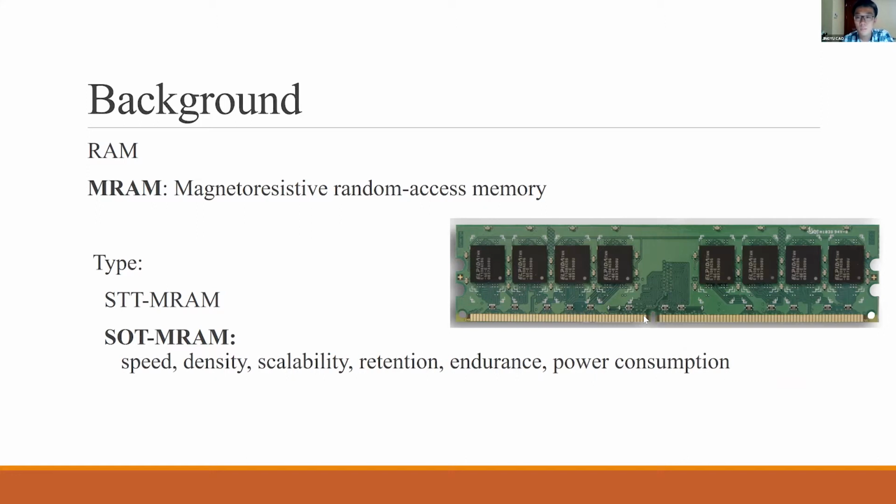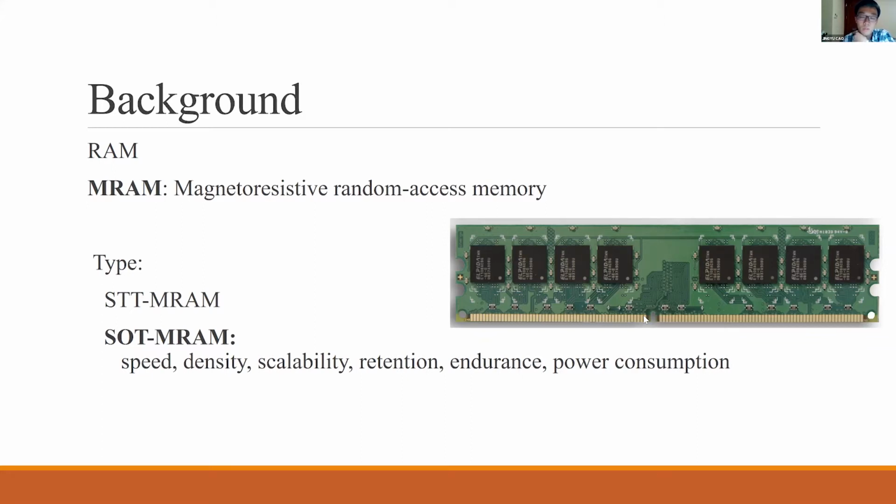So a possible solution for this is to use magnetoresistive random access memory, which is MRAM. It's a type of non-volatile random access memory. So instead of using charge or current flow, it relies on magnetic elements to store information. MRAM has a relatively higher reading and writing speed than SRAM at large scale. It also has an advantage of DRAM, which is relatively high density. Besides this, spin orbit torque MRAM is also expected to have advantages in its scalability, retention, endurance, and power consumption.